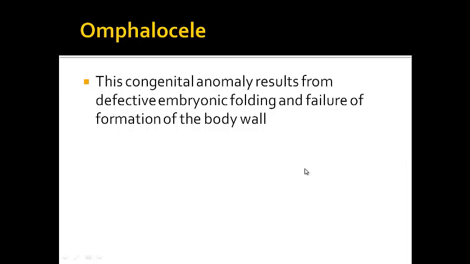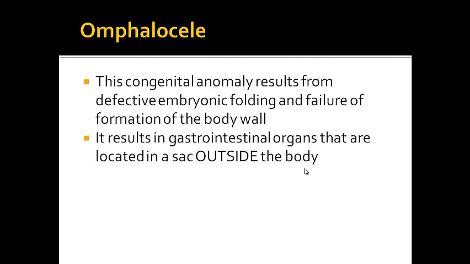Okay, so if you guys remember, there was folding of the embryo, and then the sides of the body just kind of came together and formed the anterior body wall. So when that process is defective, it results in this condition. It results in gastrointestinal organs that are located in a sac outside the body.